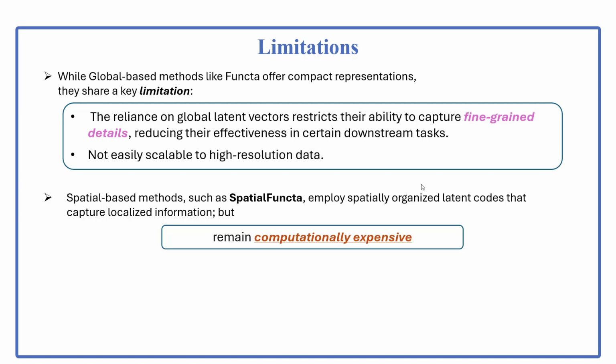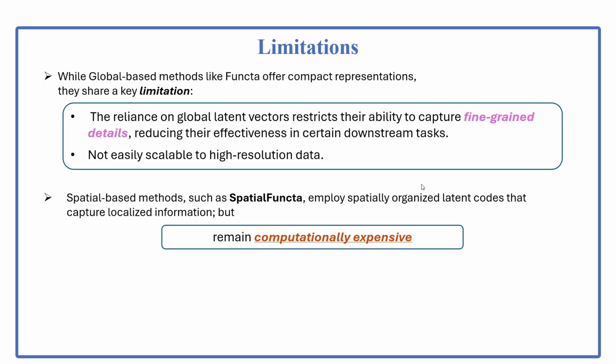And also it restricts them if you want to scale our data to high resolution. For example, they are not scalable to high resolution data. Then there is a follow-up work called Spatial Functa, which, instead of having one latent vector, employs spatially organized latent codes that also capture localized information. But the problem also exists: they are computationally expensive.